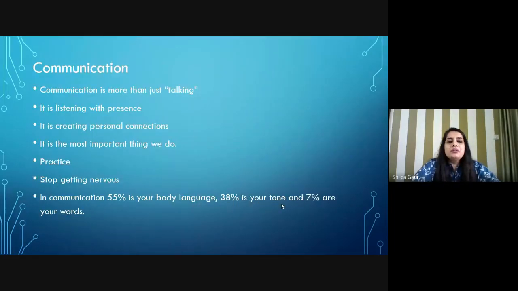Now communication, it's more than just talking. Abhi main aapse communicate kar rahi hu, so I'm using the English language, I'm using the Hindi language also, because I know I have to communicate. So communication is not just talking with people. It is listening with presence. If you are physically present but not mentally present, it's just a waste of sitting in this webinar. So you should be an active listener so that you can grasp things properly. अच्छे से सुनना है आपको, तभी आपको समझ में आएगा, right?